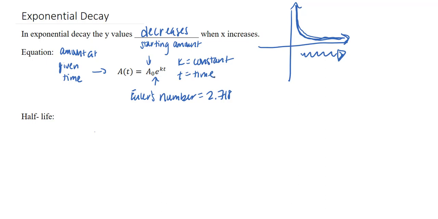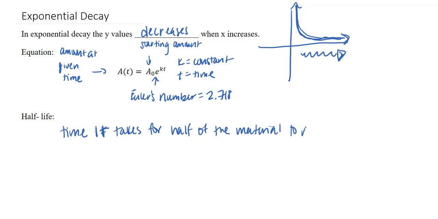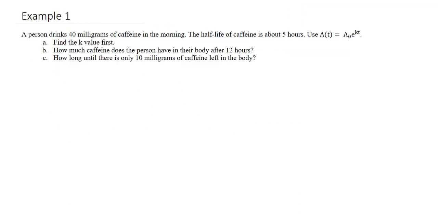And then the next thing we need to talk about is half-life. Because we're decaying, we're going to talk about half-life, which is the time it takes for half of the material to remain. So that makes sense. So half of it's going to remain, and that's the life. So it's just like the time. So let's look at an example.